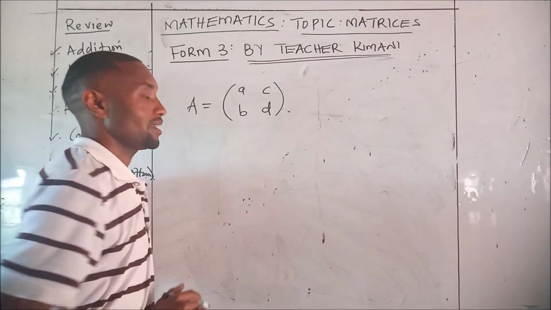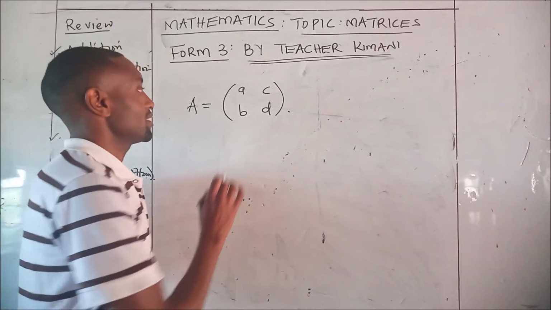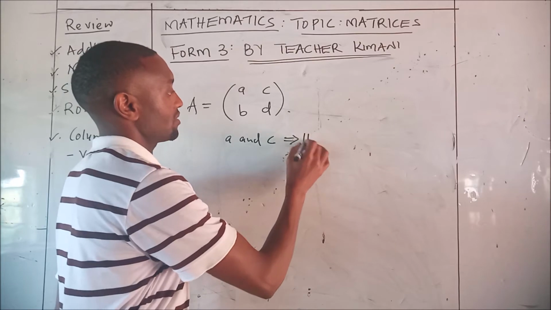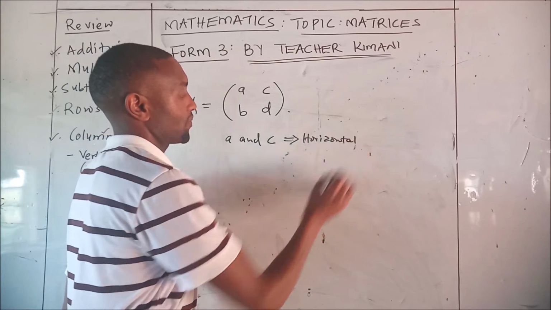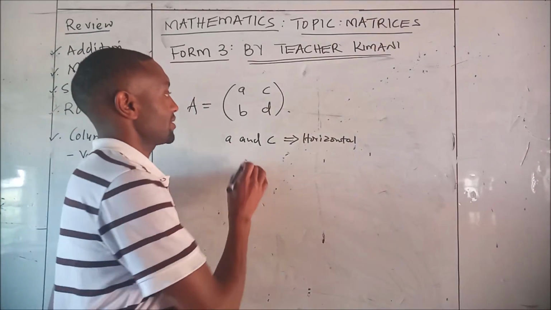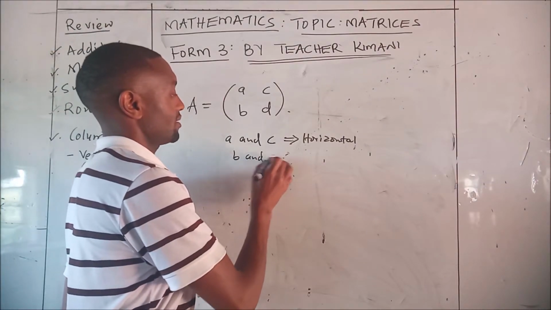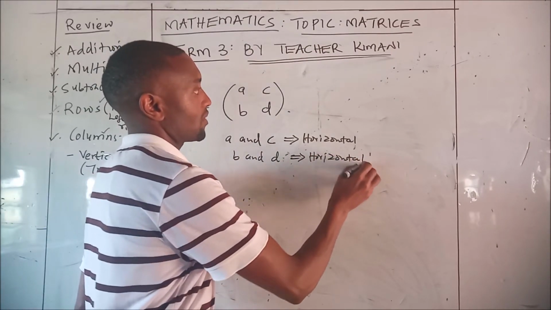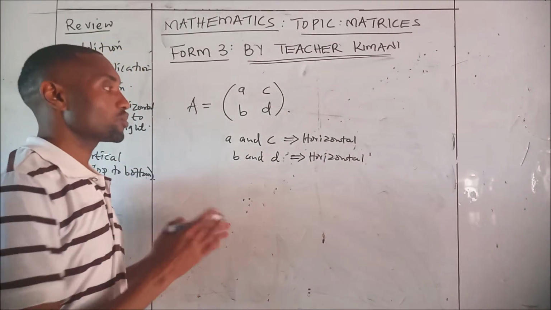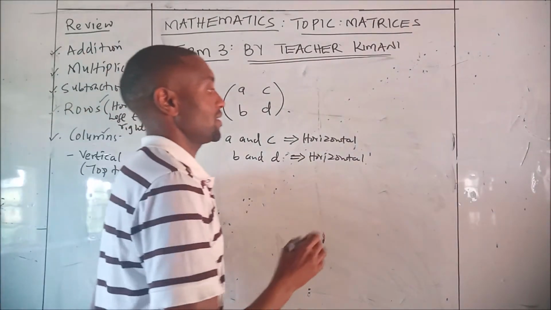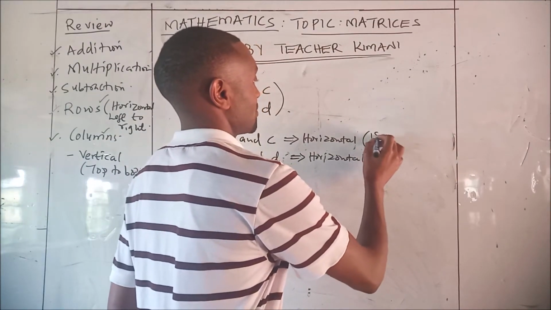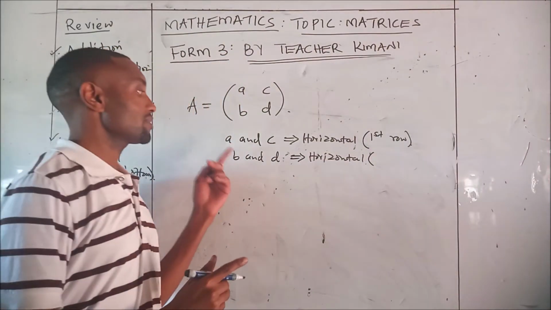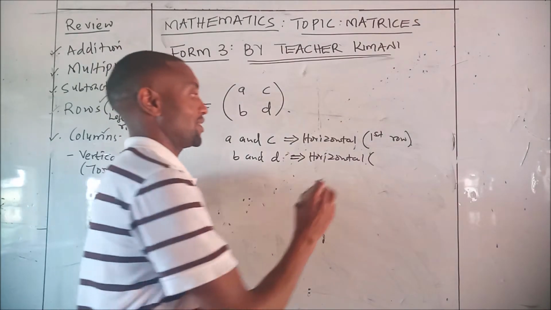And we have two rows here, if you check very closely, because A and C are horizontal, and then if you look at B and D, they are also horizontal. What that tells us is that we have two rows here. The first row is this one. This is our first row. And we have our second row, which is made by B and D. So that is our second row.